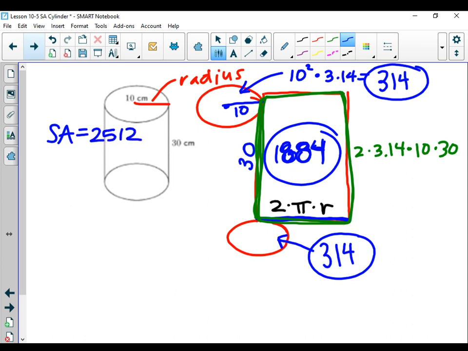Is this Addison? I got 2, 5, 1, 2. I got 2, 1, 2. Try one more time, Addison. 314 plus 314.